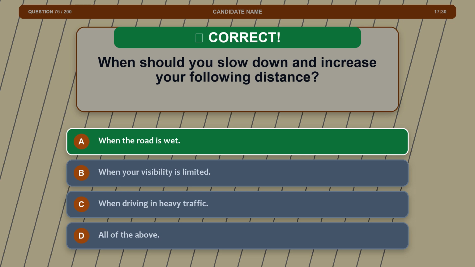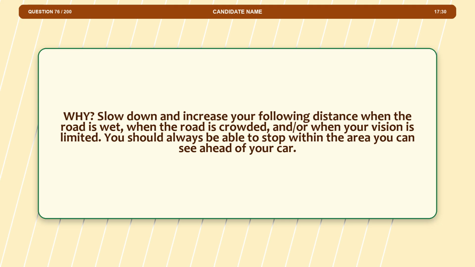The correct answer is option A, when the road is wet. Explanation. Slow down and increase your following distance when the road is wet, when the road is crowded, and or when your vision is limited. You should always be able to stop within the area you can see ahead of your car.